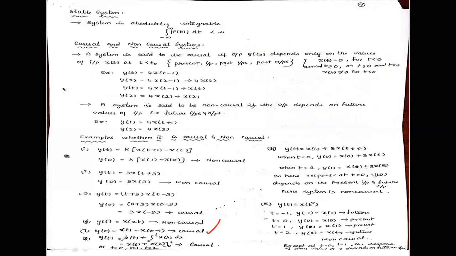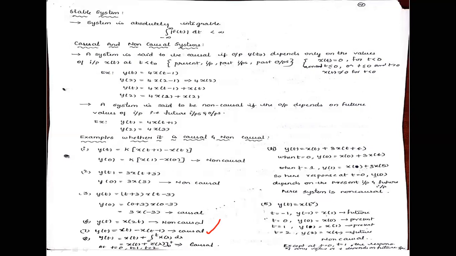Then coming to the eighth one, y of t is equal to x of t plus the integral from 0 to t of x of tau d tau. With the integral, the upper limit is t and the lower limit is 0. Even if you take t equal to 0, t equal to 1 and so on, we get the present and the past inputs. It is also causal because it varies from 0 to t.